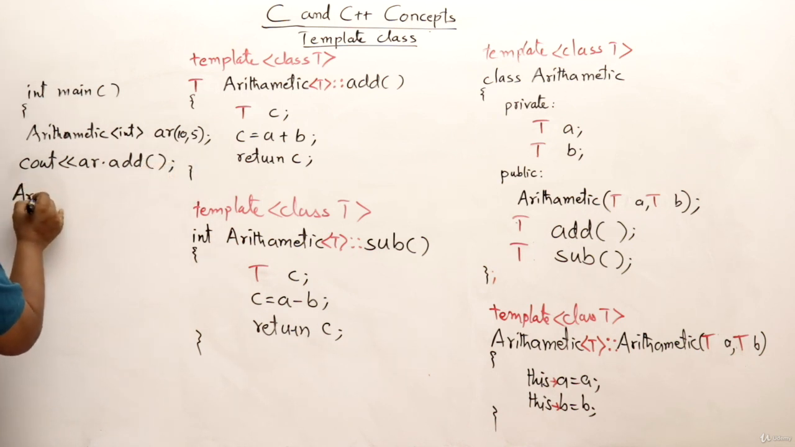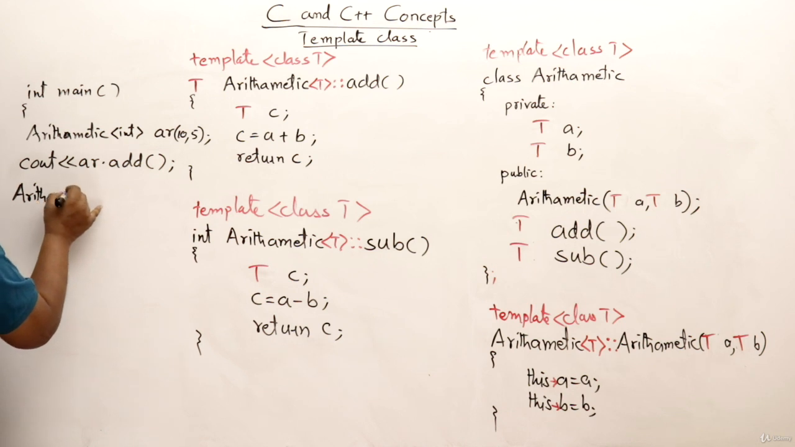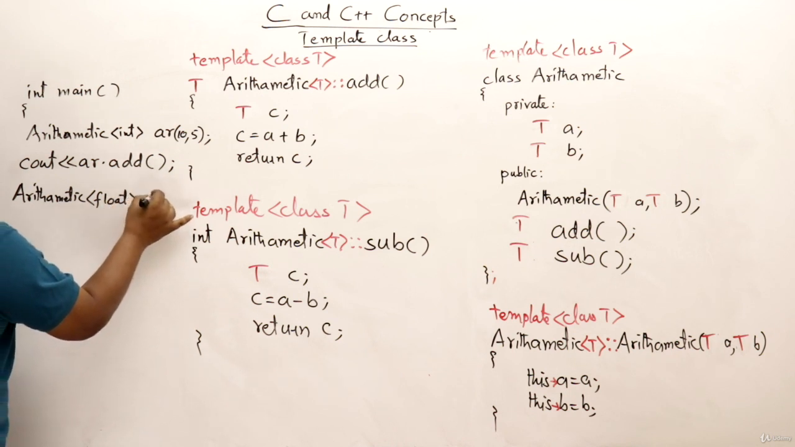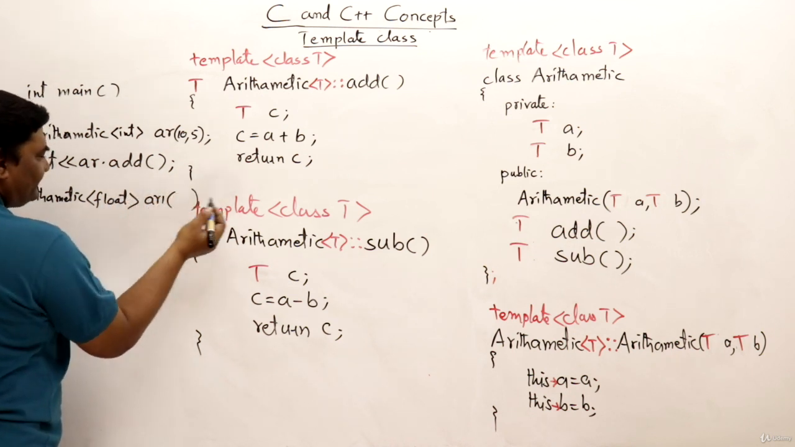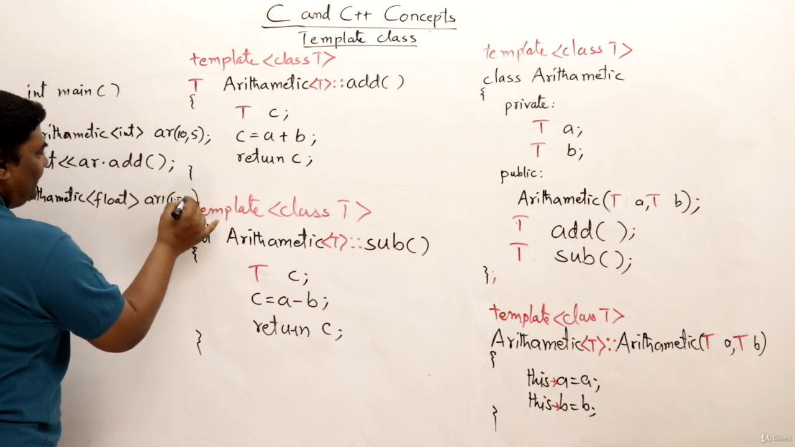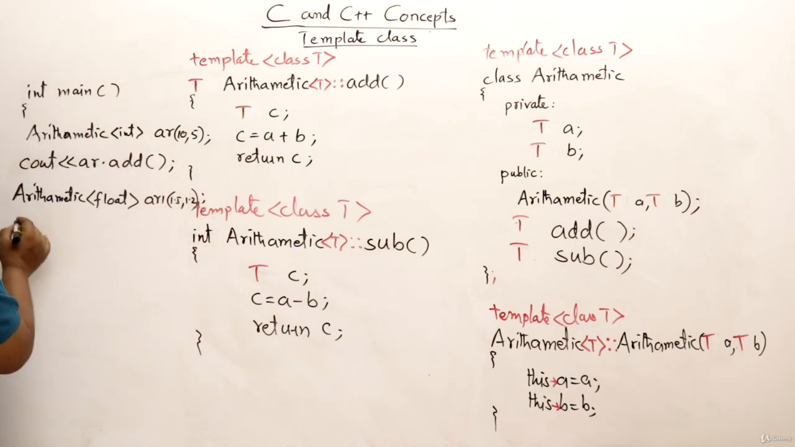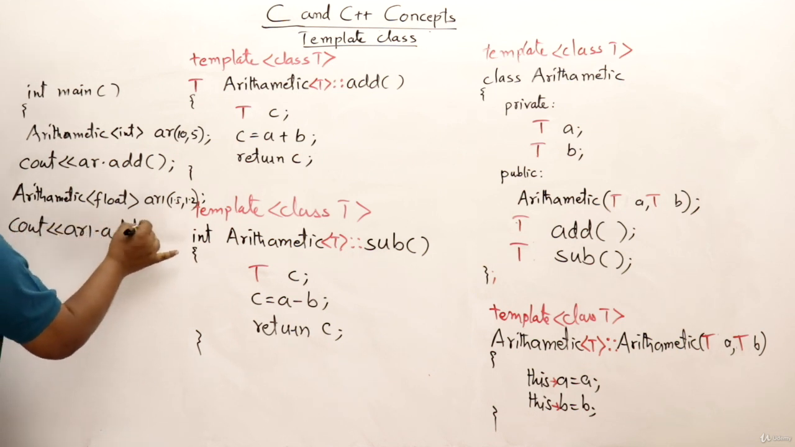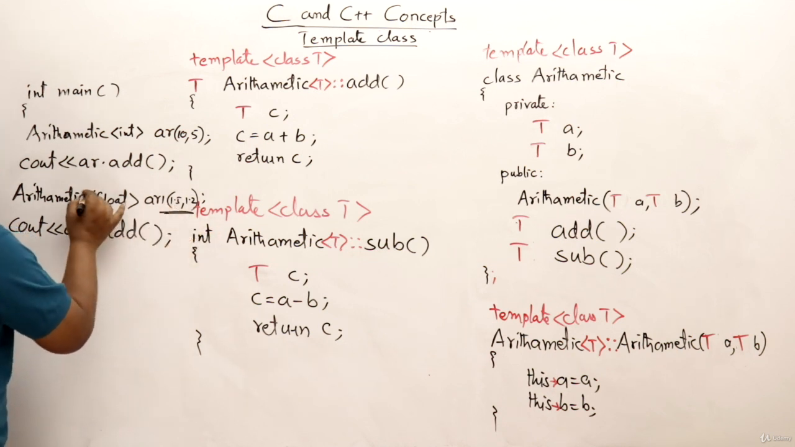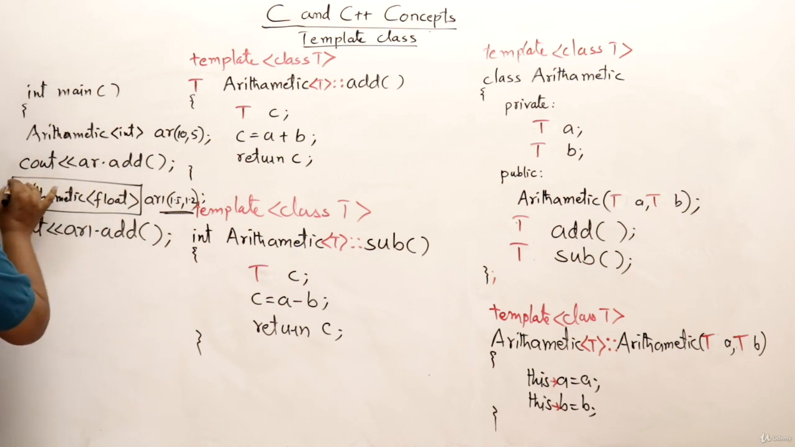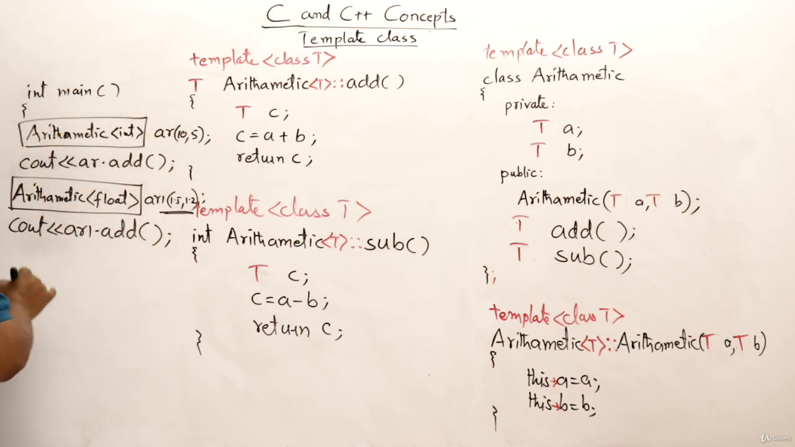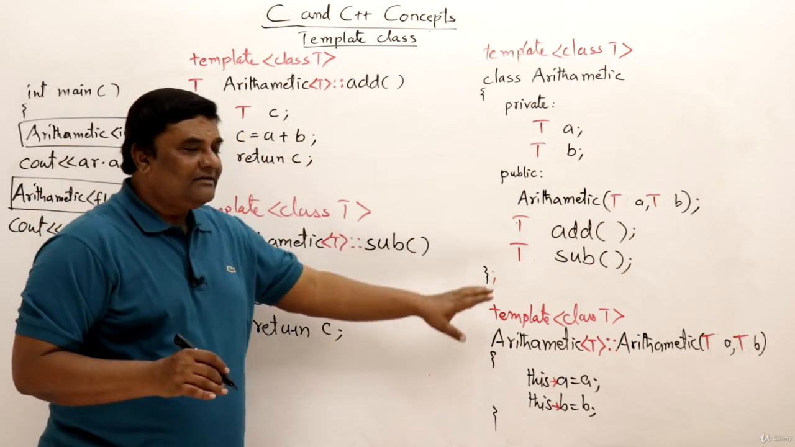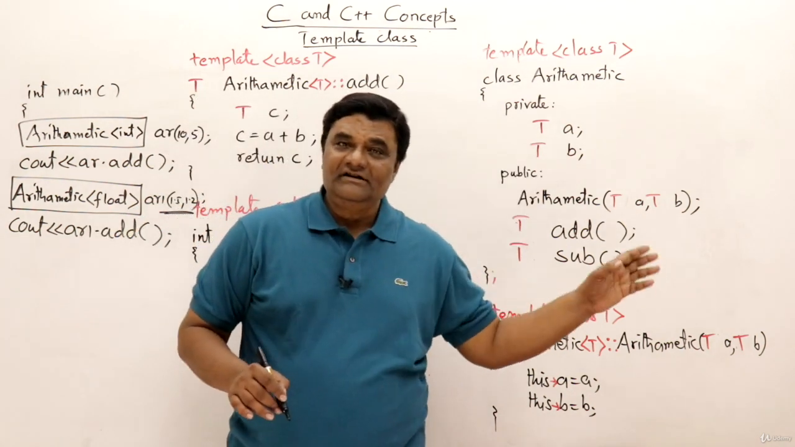Now if I want a float class, then again make an object of this and give a parameter as float, and here I will give it as AR1 and pass the parameters like 1.5 and 1.2. These are the float values. Now cout AR1 dot add, this will give me addition of these two float numbers, right? Because the parameter is float type. Here the parameter is integer type. So here the object will be integer and here it will be float. For this one, everything will become float. Wherever I have written T, that will become float.